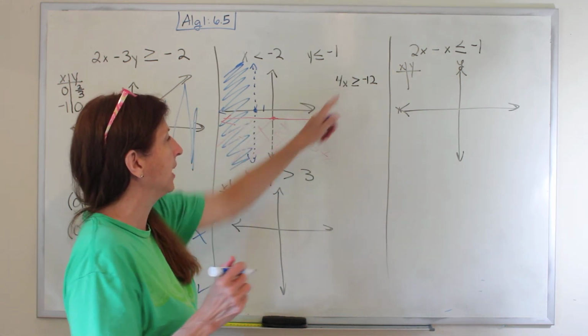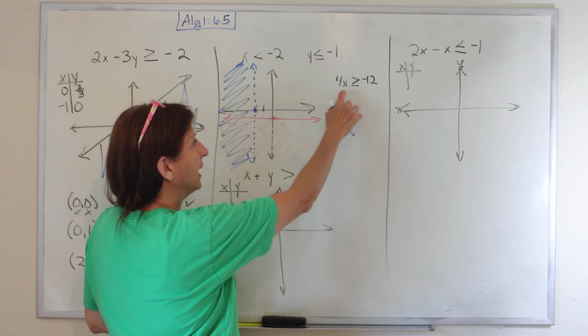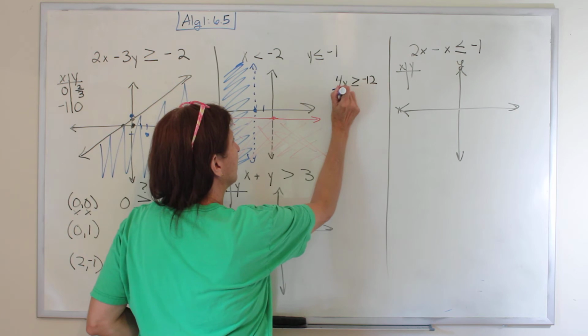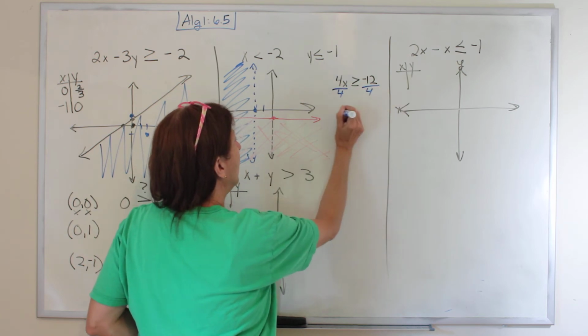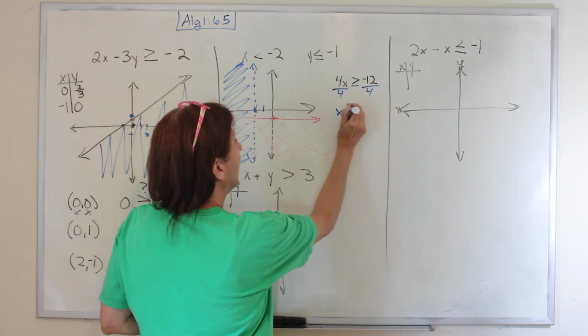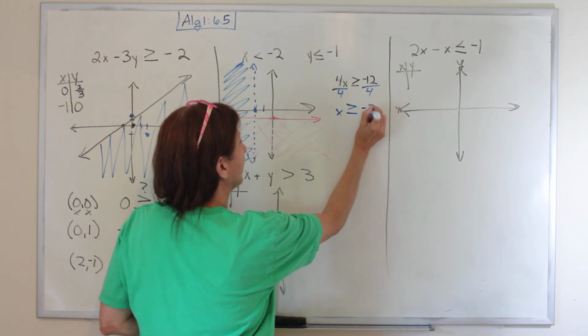All right, let's do another one. We'll do this one right here. Before we can do it, x has to be alone. Why is x not alone? It's being multiplied by 4. So we have to divide both sides by 4, and we don't flip it because it's a positive 4. X is greater than or equal to negative 3.